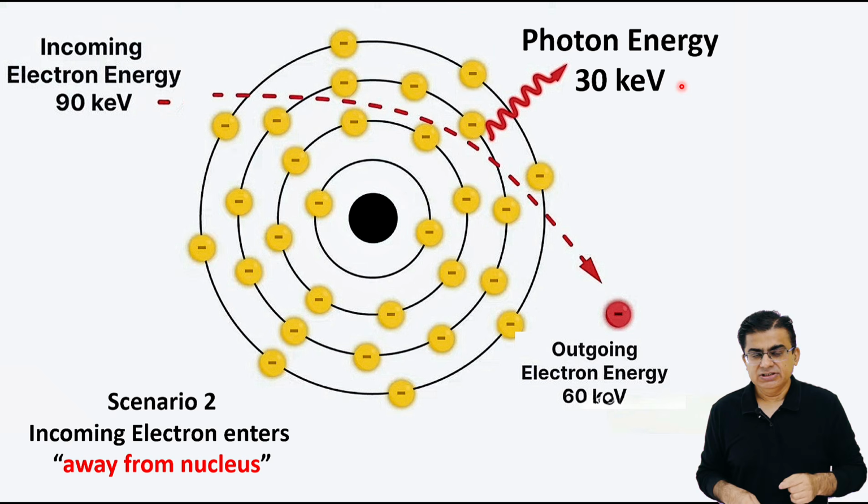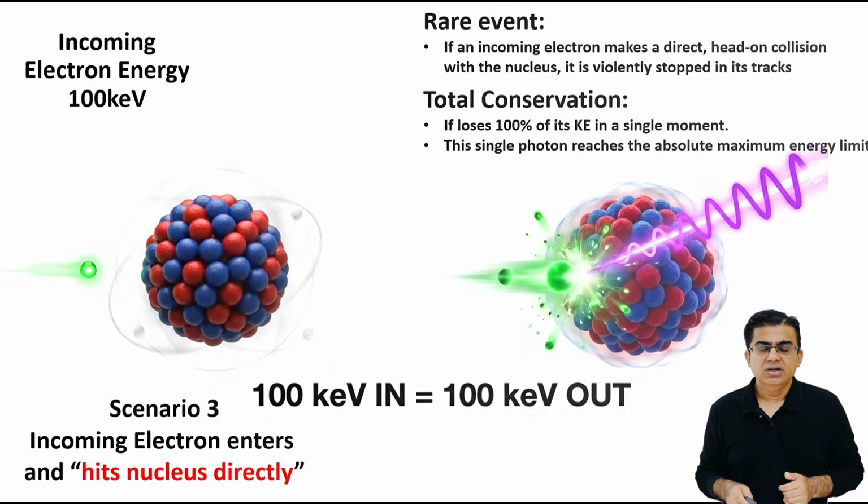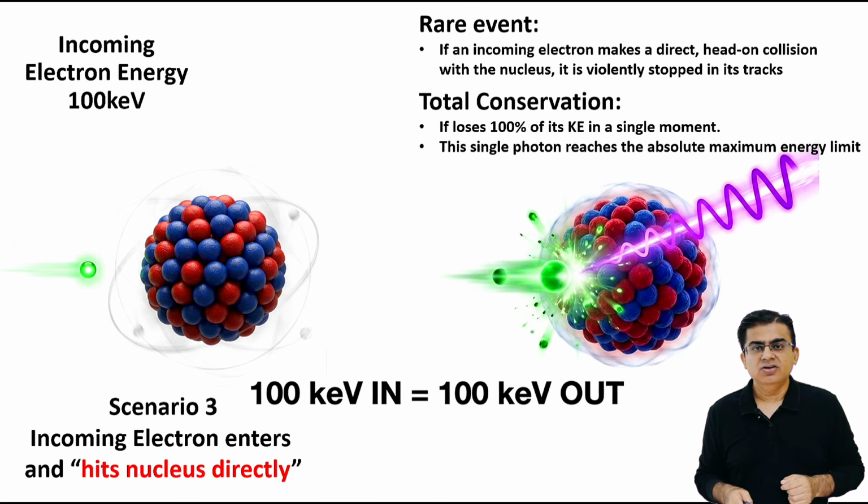In our next animation, I will show you the third and final scenario, which involves a direct head-on collision. This is the third and final scenario of Bremsstrahlung radiation production. This is a very rare but extremely important event. I will show you exactly what happens when the incoming electron makes a direct head-on collision with the positive nucleus. Please look at the dramatic interaction currently on your screen.